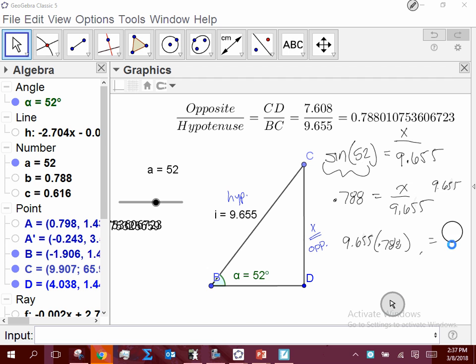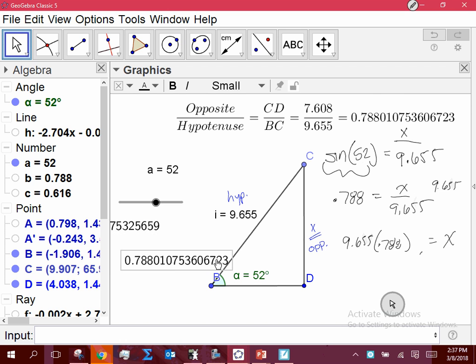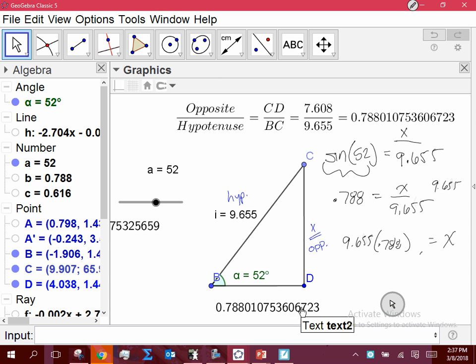Now here's the only issue with the way I've written this. We never want to write sine of 52 as 0.788 because I had to round it. Sine of 52, usually with these things, is probably an irrational number. If I look at the decimals, that's only out to about 10 or 15 places. It keeps going on, and you don't see a pattern there, do you? So most likely it's an irrational number.